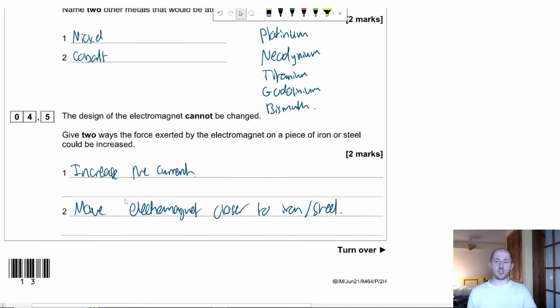In my opinion, that's a bit of a cheap mark, but a lot of people did not get the second mark at all. But hopefully it makes sense now. Again, think outside the box in certain questions, okay?